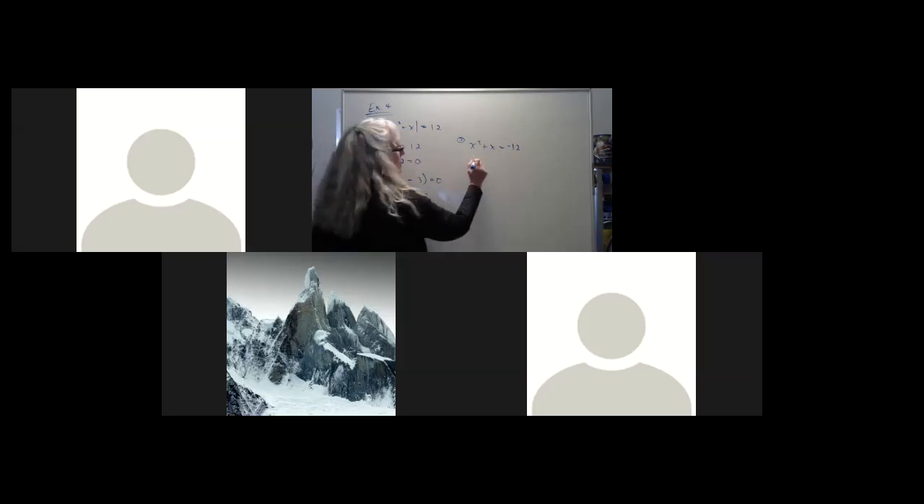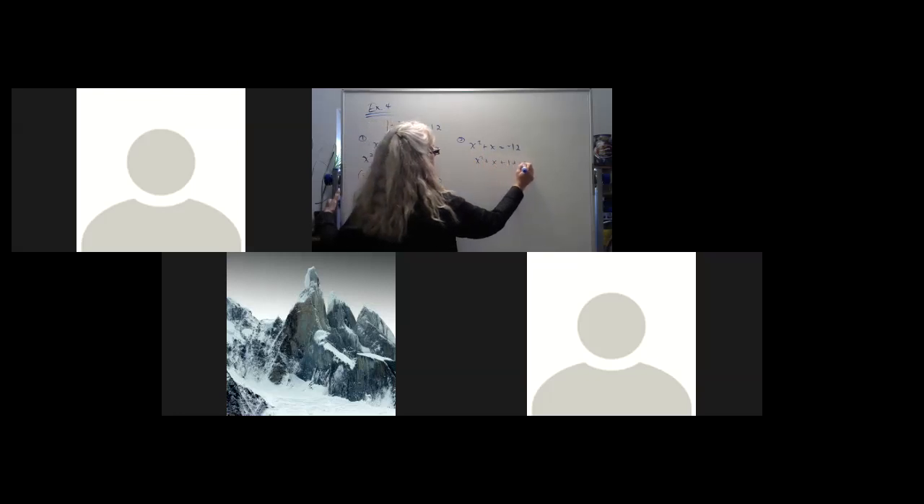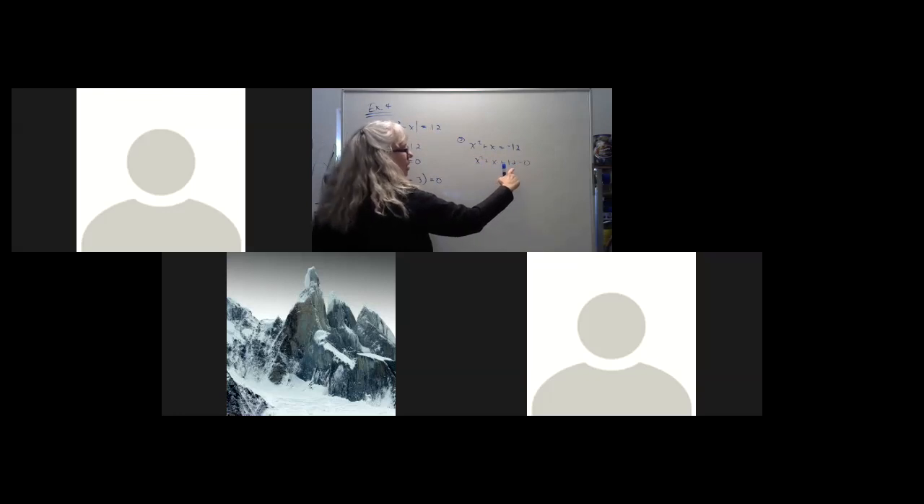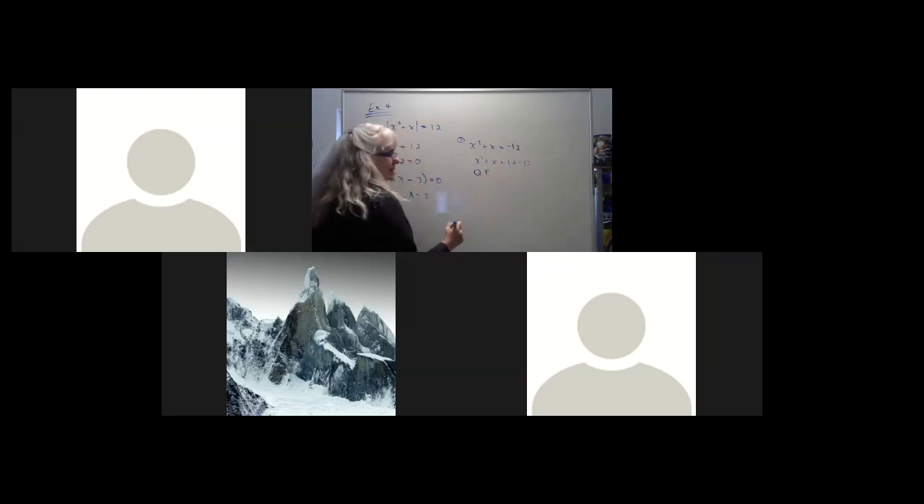The other equation would be x squared plus x plus 12 is equal to 0. Okay, that does not factor nicely. There are no factors of 12 that are going to add to 1. So I'm going to go to the quadratic formula just because we need practice at it.